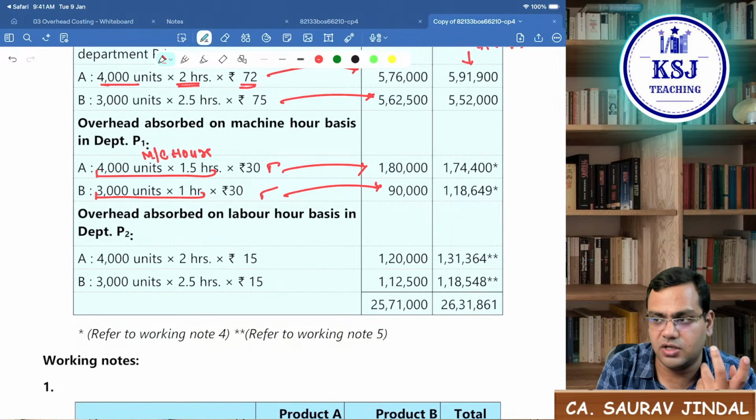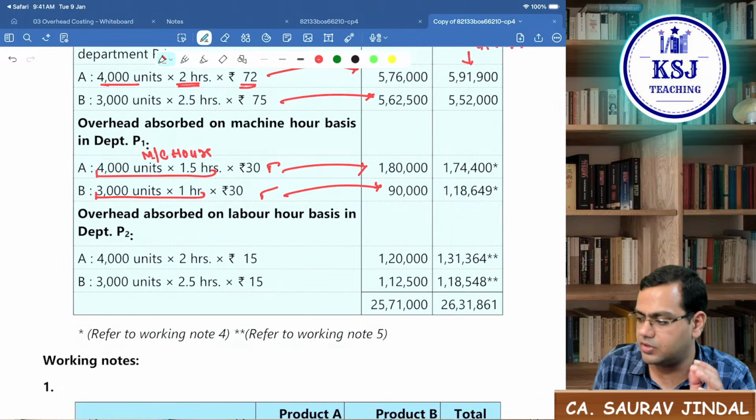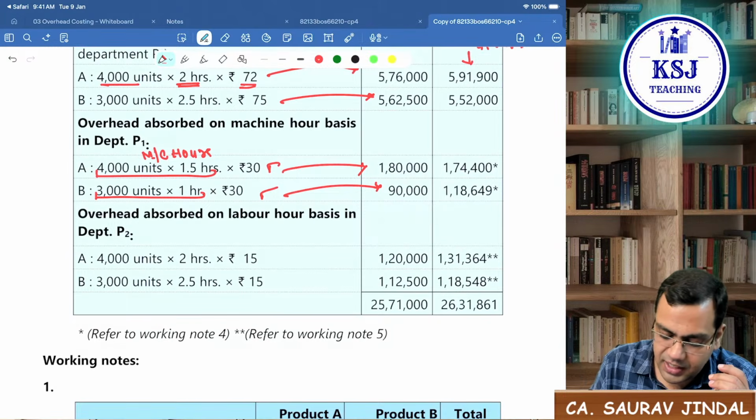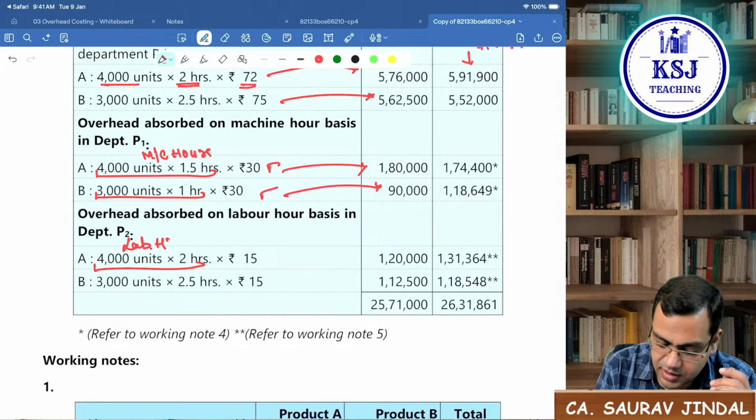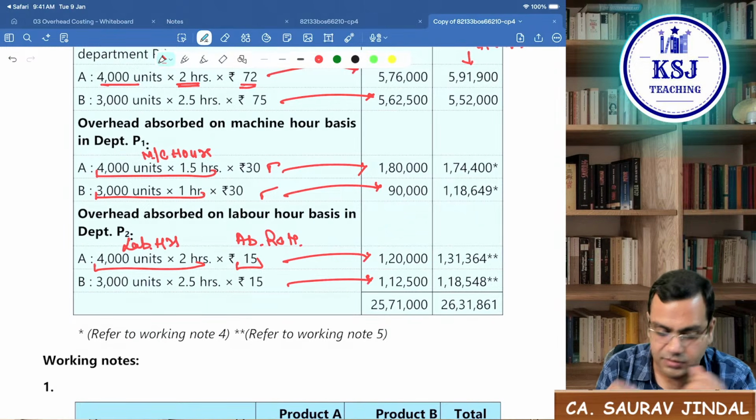Sir, what about actual? Wait about the actual. I'll talk about the actual data. Similarly, for department P2, 4,000 units into 2 hours, this will give you the labor hours. Multiplied by the absorption rate, this will be your budgeted cost. Clear?